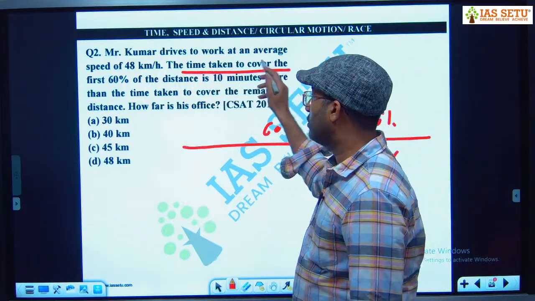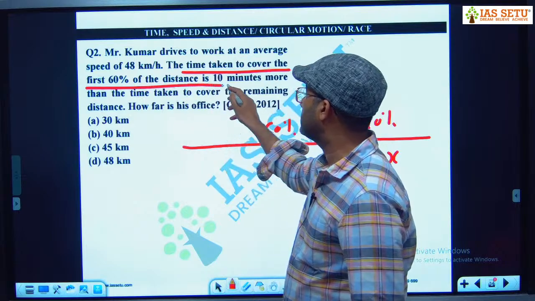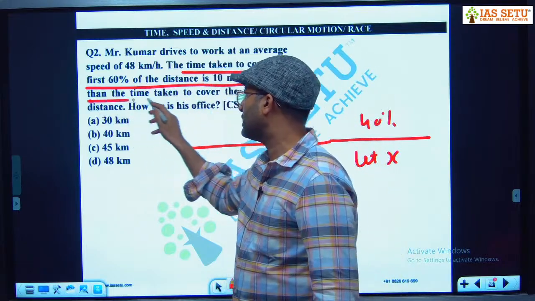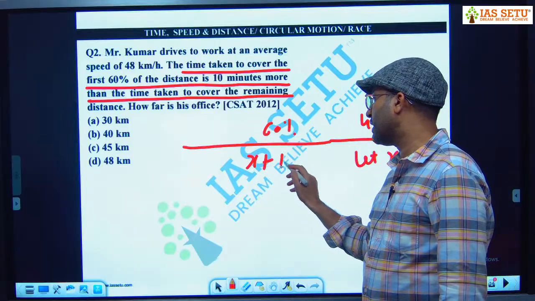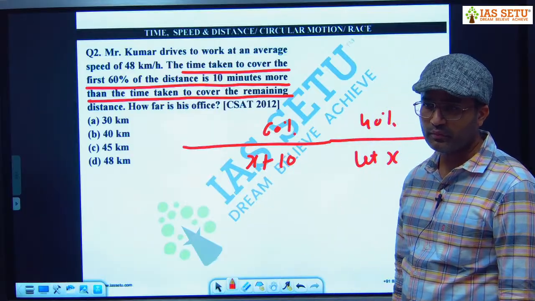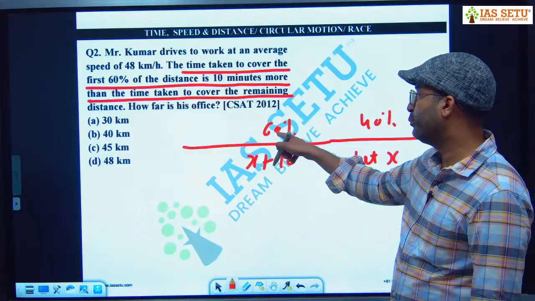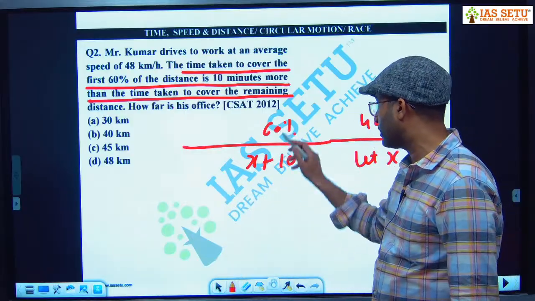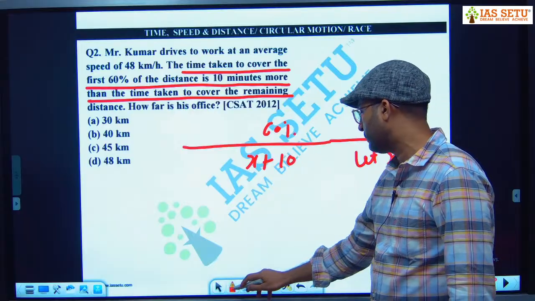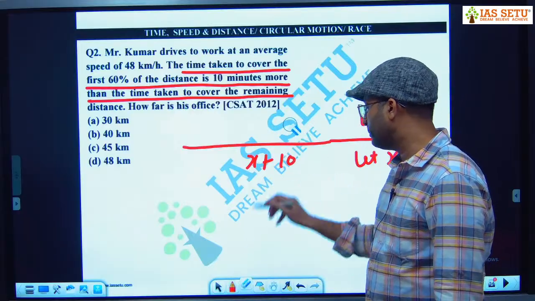Time taken to cover the first 60% of the distance is 10 minutes more than the time taken to cover the remaining distance. So here Mr. Kumar will take 10 minutes extra. Then I told you break 60% as 40% plus 20%. इसको break करो 40% and 20% में.